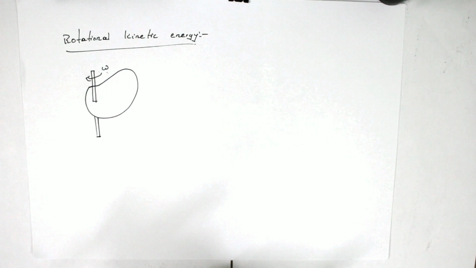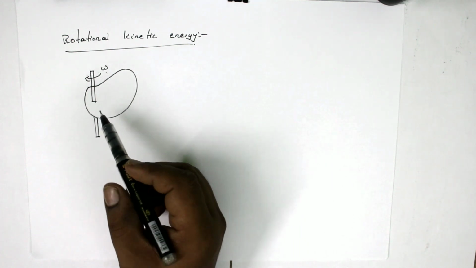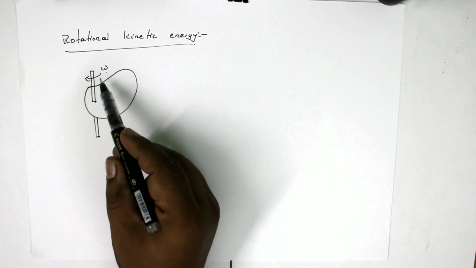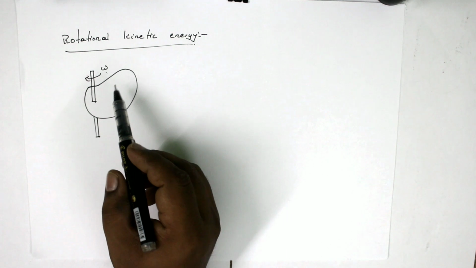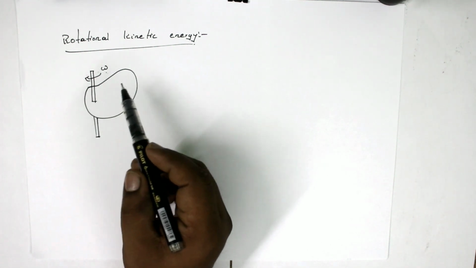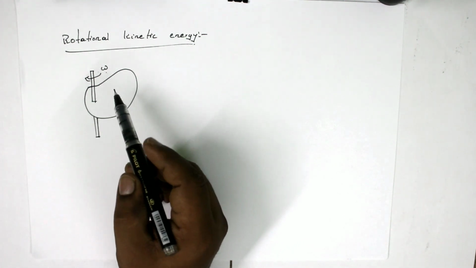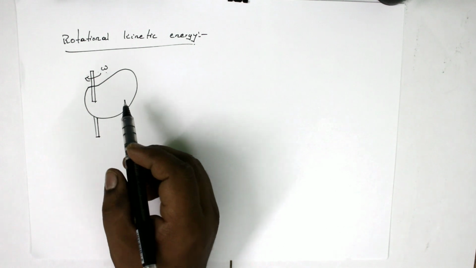Dear students, now let us see the concept of rotational kinetic energy. So, this is a rigid body which is rotating around this axis with an angular velocity of omega. This rigid body is a combination of many particles, so millions and millions of particles will be present in this rigid body. So, we will take some such particles.